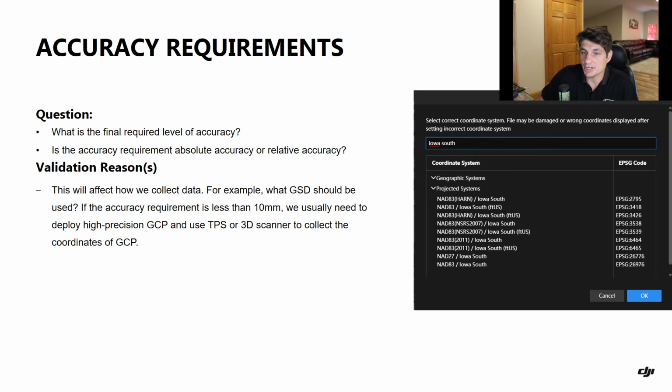So some of the validation reasons this will affect how we collect data. Obviously, you're going to want to be able to process this data with RTK or PPK if you are looking for a high level of absolute or global accuracy. And it also goes down to the ground sampling distance. If you are looking for an accuracy of 1 inch, but your ground sampling distance is above 1 inch, there's no real possible way of getting your data within 1 inch of accuracy if your pixels are going to be larger than that 1 inch.